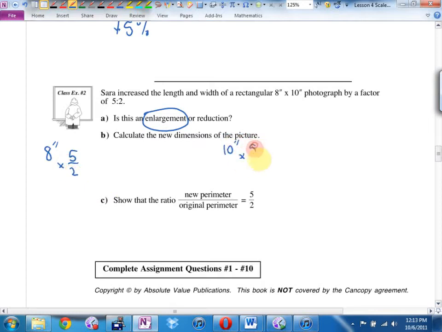Jordan, what did you suggest your answers were? 40 to 20? Let's find out. The next question is, how do I multiply by a fraction?